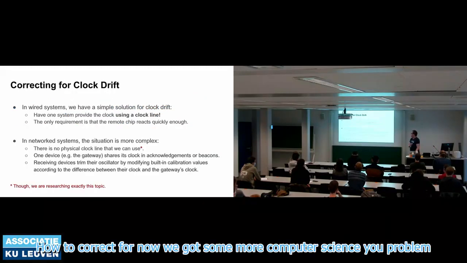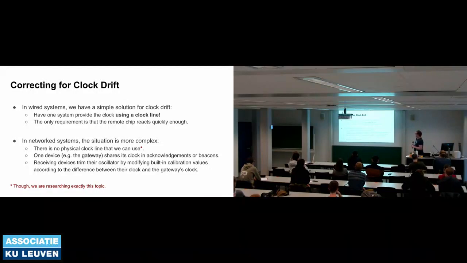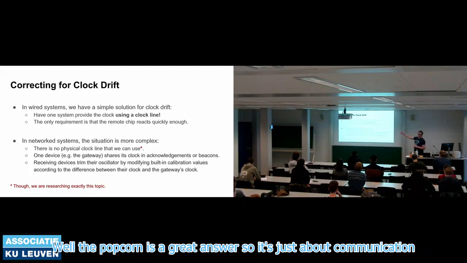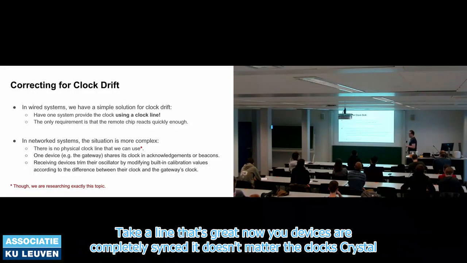So, how do we correct for clock drift? Now we get to a more computer science-y problem. Well, the clock line is a great answer. So if it's just about communication, take a clock line, that's great. Now your devices are completely synced, and it doesn't matter if the clocks drift a little.